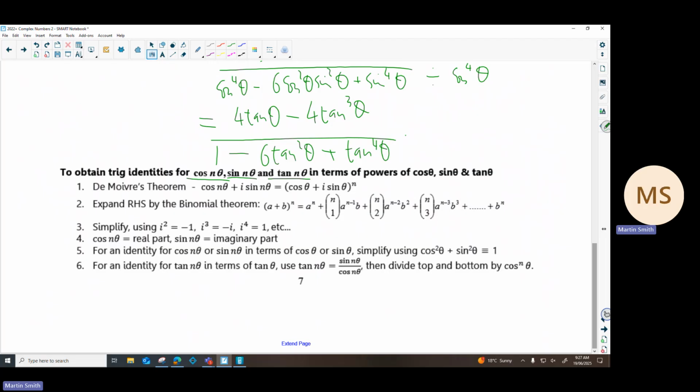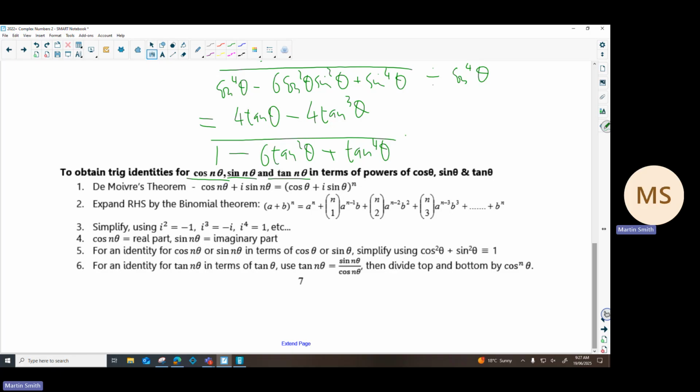So here's what you do. Step 1 is you write down cos n theta plus i sine n theta is cos theta plus i sine theta to the power of n, where n is the number in front of the theta in either cos, sine or tan. Step 2, hopefully using the abbreviation c is cos, s is sine, you expand the right-hand side using the binomial expansion formula. Step 3 is you simplify using i squared is minus 1, i cubed is minus i, i to the 4 is 1, etc.